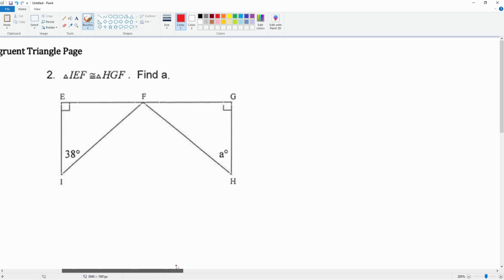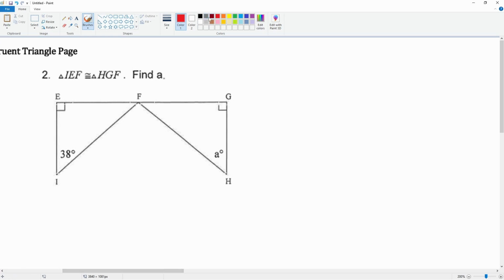Right, and then let's do the next one. We know that angle I corresponds to angle H. So angle I is congruent to angle H. Therefore, the measurement of angle I is equal to the measurement of angle H. So 38 is equal to A.